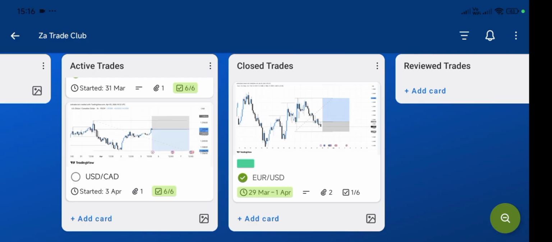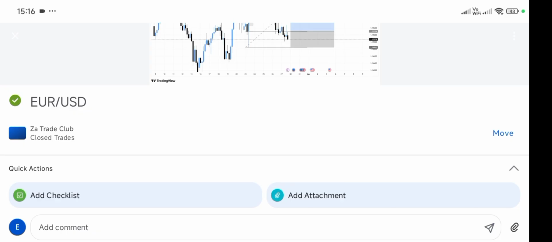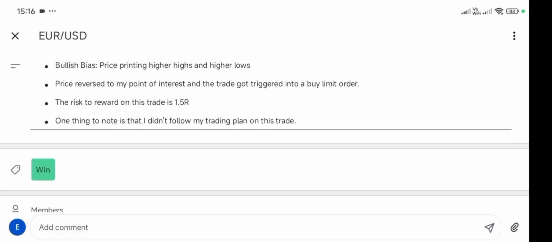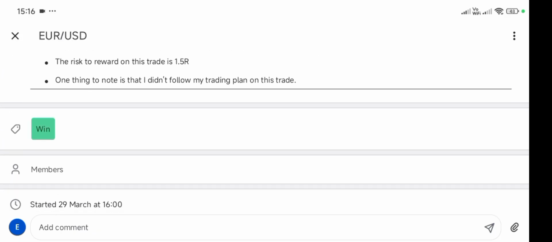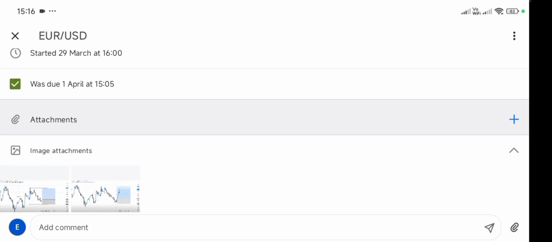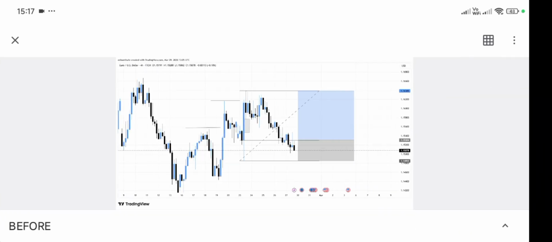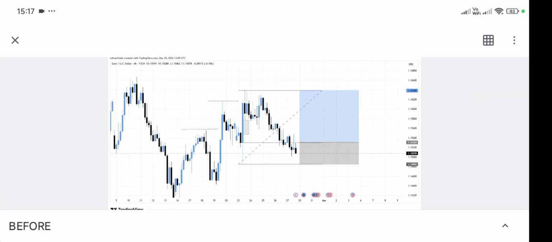As you can see under the closed trades column, the trade was opened on the 29th of March and was closed on the 1st of April. This is Euro USD. And as you can see, the trade was a winner. Started on the 29th of March and was closed on the 1st of April. This is the before screenshot.